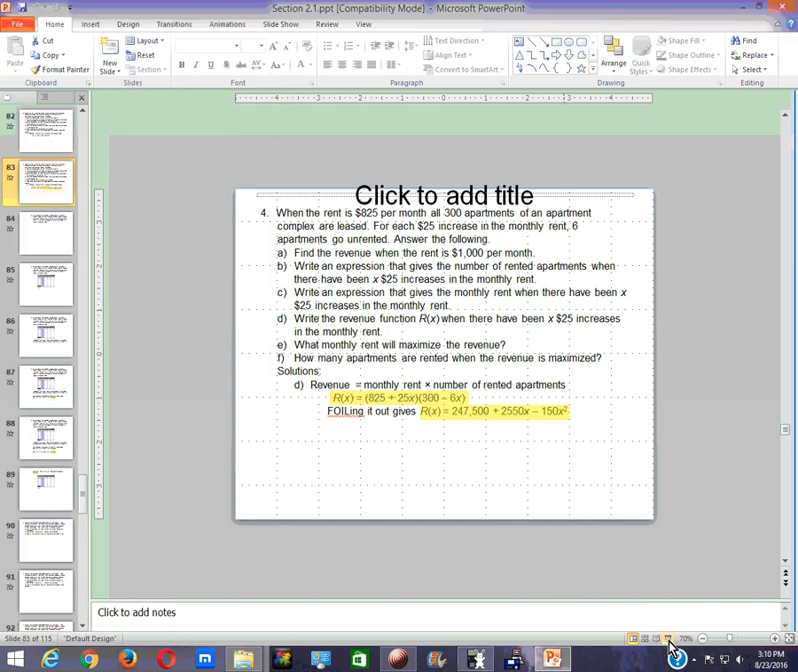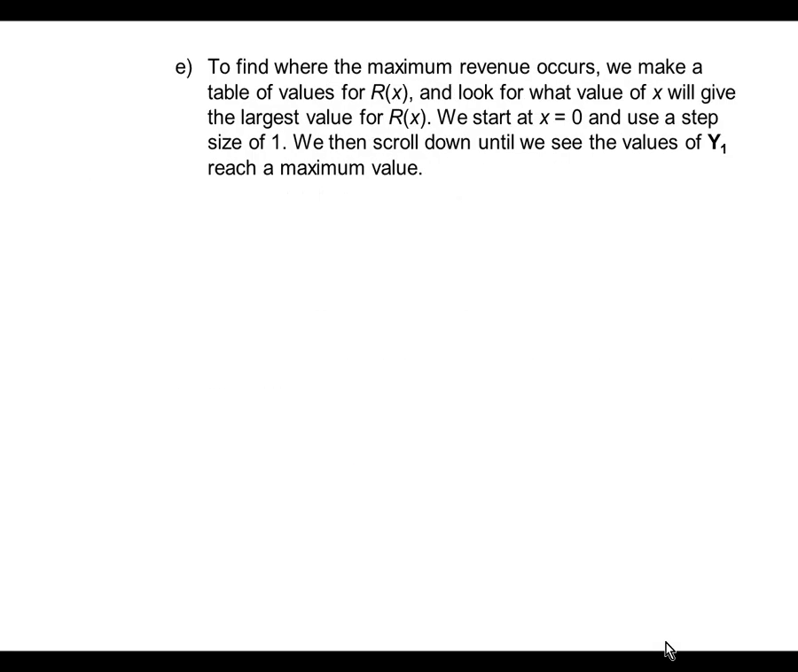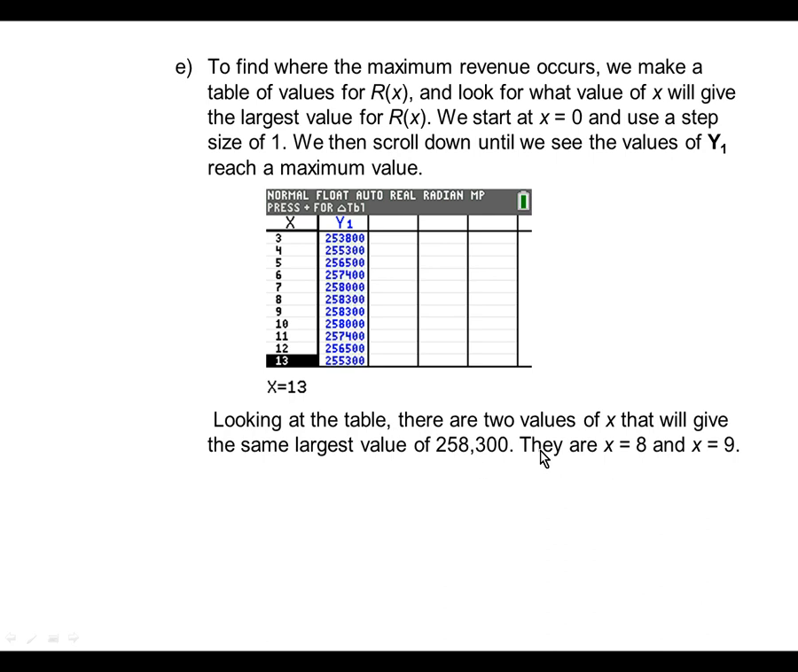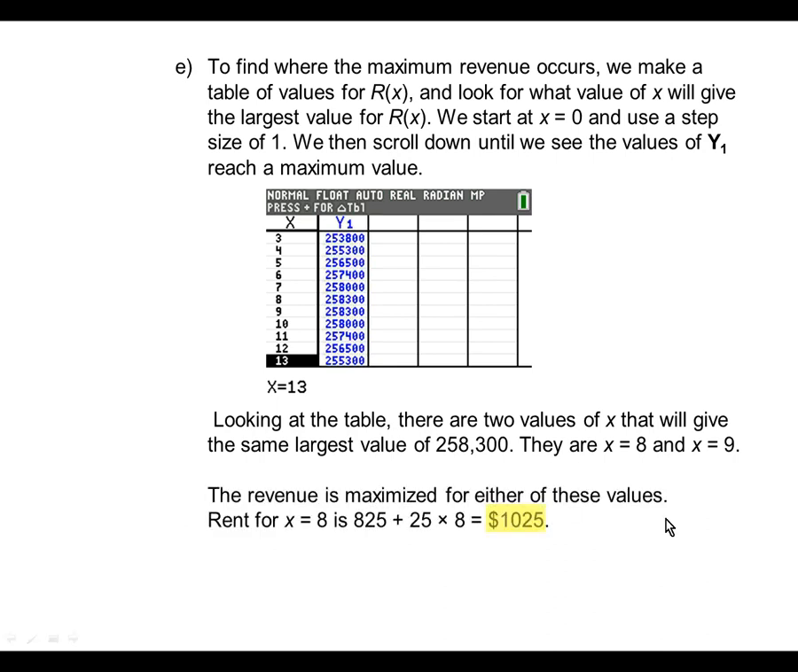So let me go back here. So again, when x is 8 or x is 9, I've got a maximum value of $258,300. So looking at the table, there are two values of x that will do it. They have the same largest value, $258,300. Remember, these are dollars. They are at x equal 8 and x equal 9. So the revenue is maximized for either of these values.